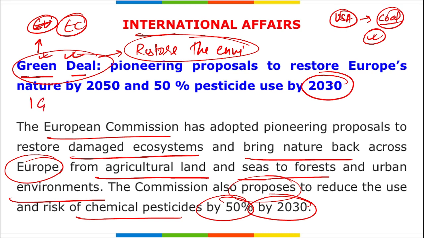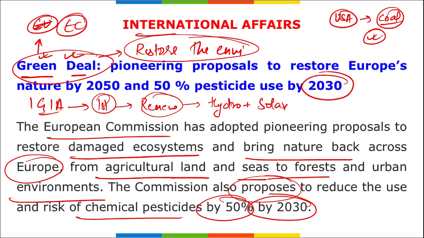Similarly, if we talk about Indira Gandhi International Airport, this is the first airport in India that is working completely on renewable energy, and this renewable energy is your hydro energy and solar energy. And they have also come up with a target of 2030 to make this particular Indira Gandhi International Airport carbon neutral.